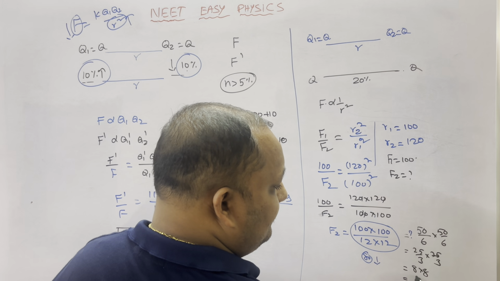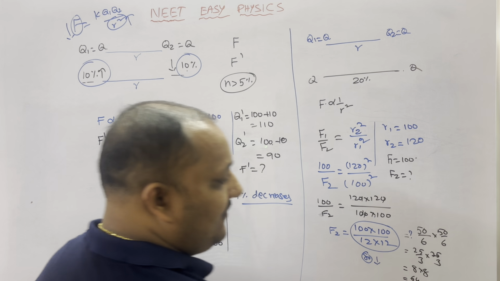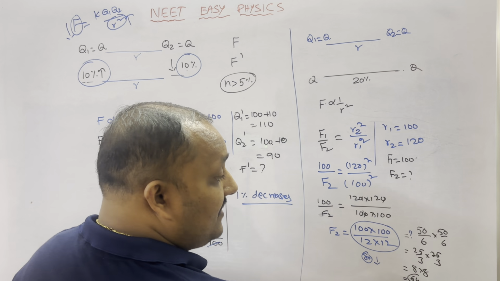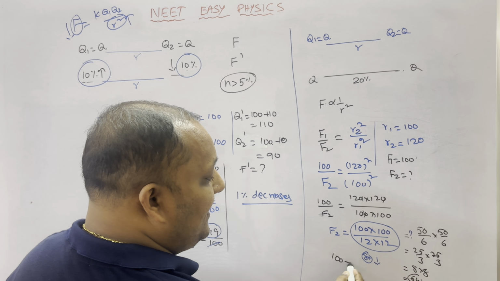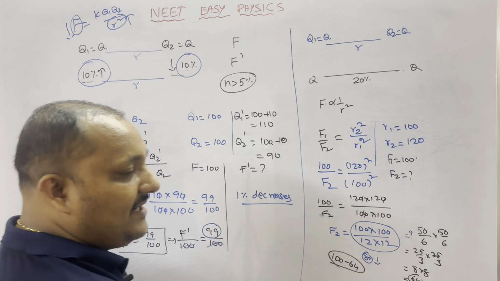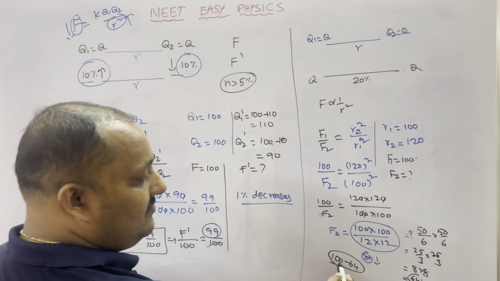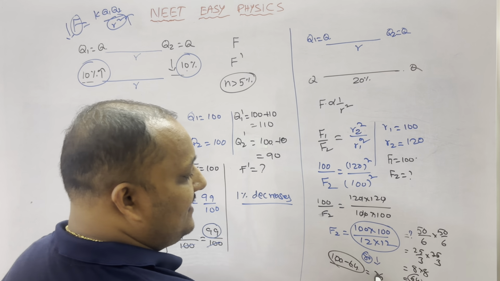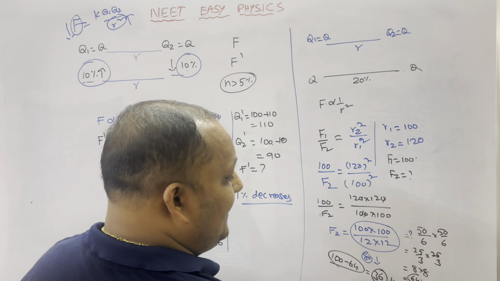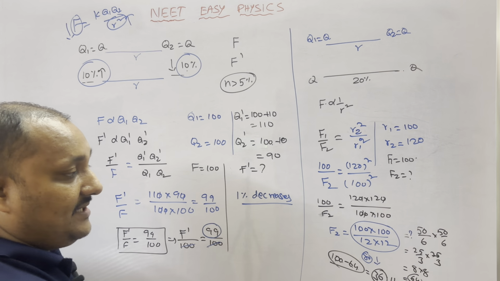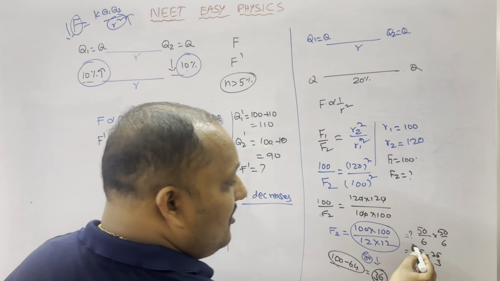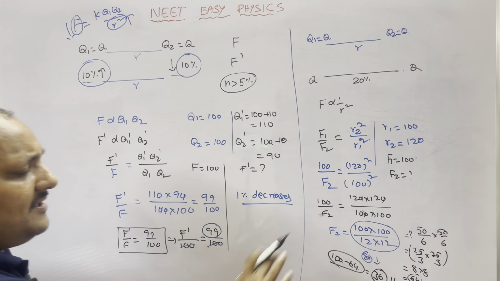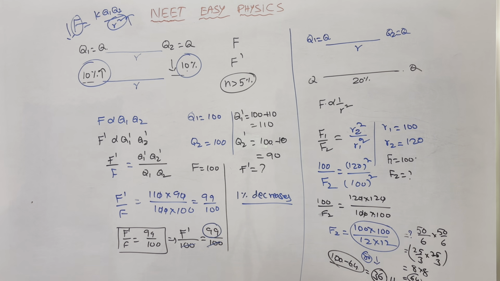So 8 8s are 64. So nearly I am doing, 64 means 100 minus 64, 100 minus 64 is your answer. So 10 minus 4 is 6, 9 minus 6 is 3. So 36%. Nearly I am saying this is not the exact answer. You can do the exact answer or the nearly answer, and you are also going to cross check.